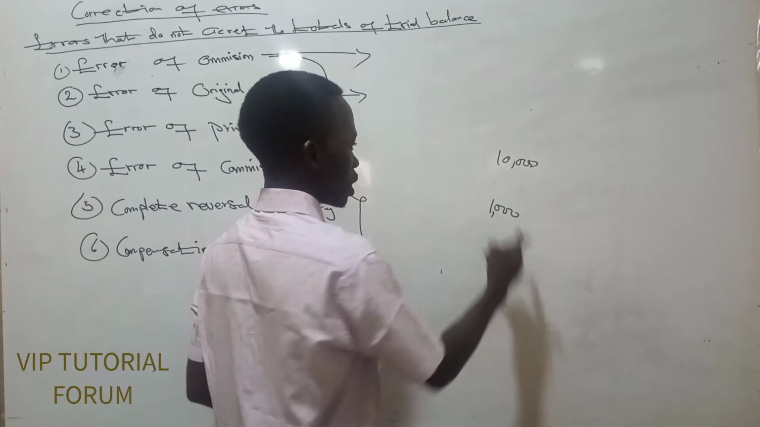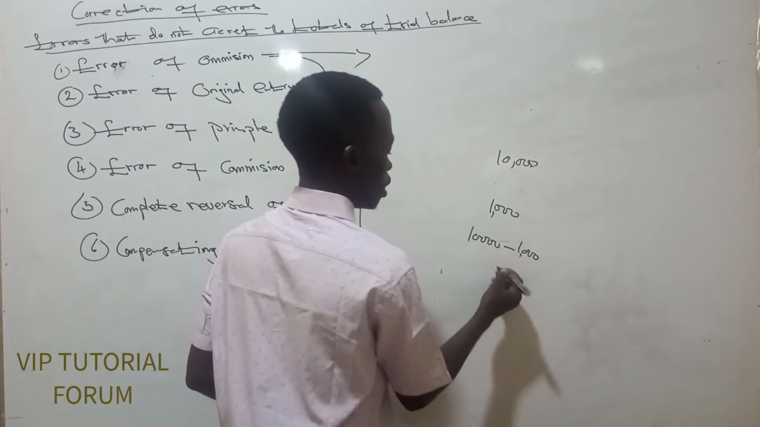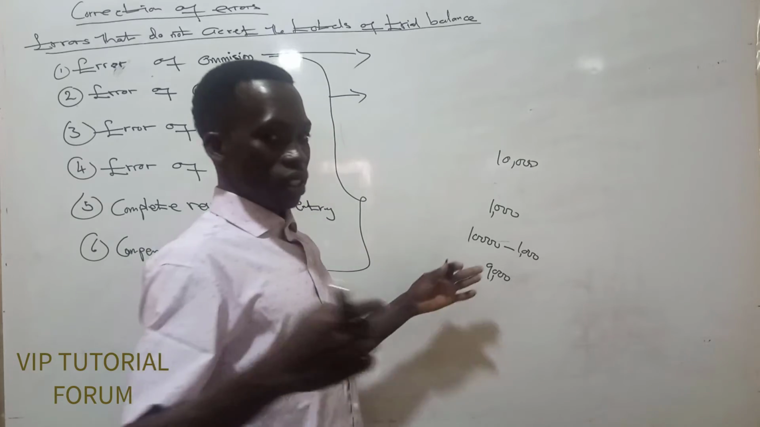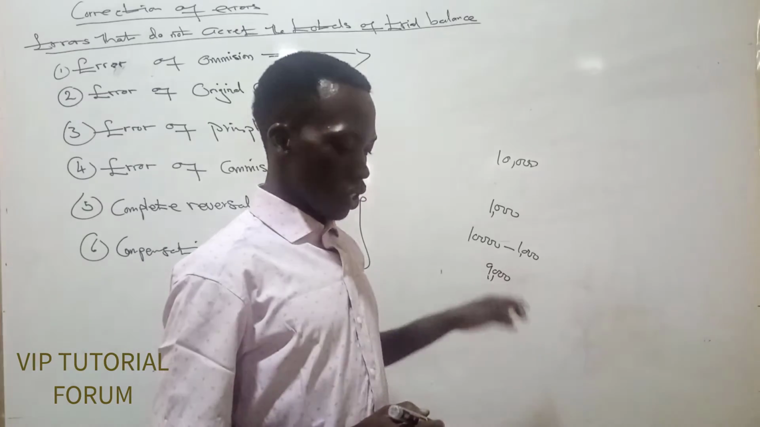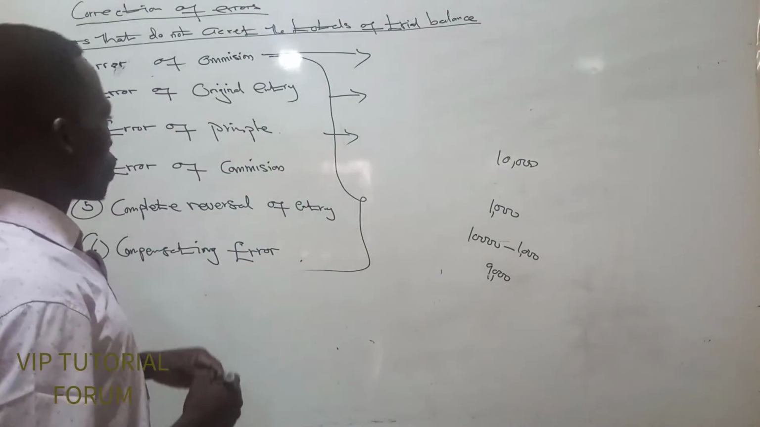What you need to do is just 10,000 minus 1,000. Then the remaining balance will be 9,000. So you have to debit and credit the corresponding account. That is the correction. Then this one, error of principle.